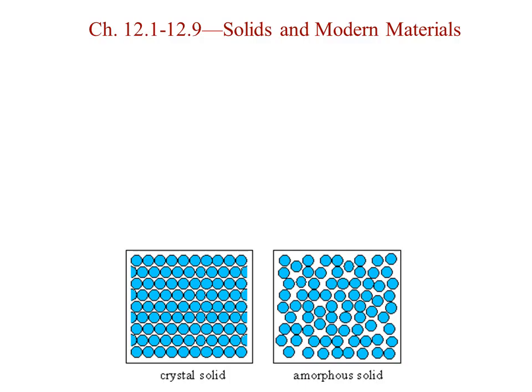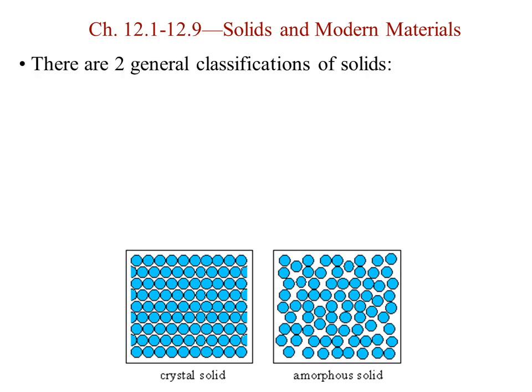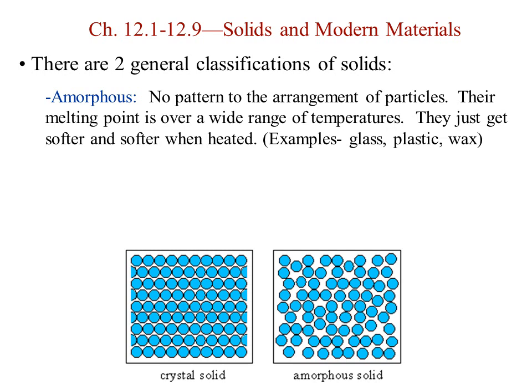This slide actually makes the transition from Chapter 11 information to Chapter 12, so we're going to talk about solids and modern materials. So first we have to classify solids as either being amorphous or crystalline. Now, amorphous solids have no pattern to the arrangement of the particles, as you can see from the picture. They're just randomly arranged, and if you heat up a solid that's classified as amorphous, it's going to start melting over a wide range of temperatures, which means when you heat it up, instead of turning from a solid into a liquid, it's just going to get softer and softer and get more liquidy as you heat it. Some examples are glass, plastic, and wax.